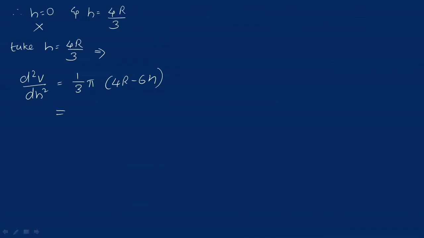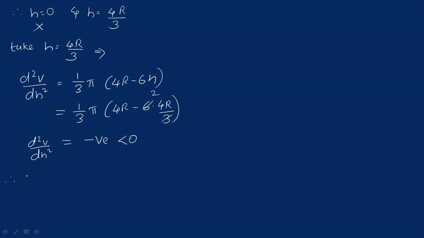That is 1 by 3 pi into 4r minus 6 into 4r by 3, cancelling 6 and 3. We have 1 by 3 pi into 4r minus 2 into 4, that is 8r. So when we solve the above, we will be having a negative quantity which is less than 0. So we can write we have a maximum at h is equal to 4r by 3.